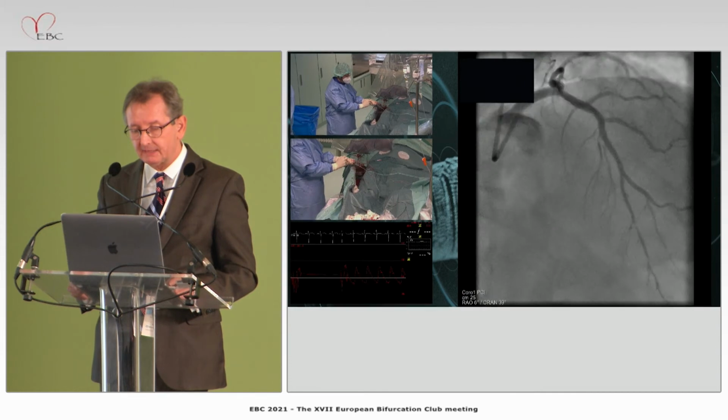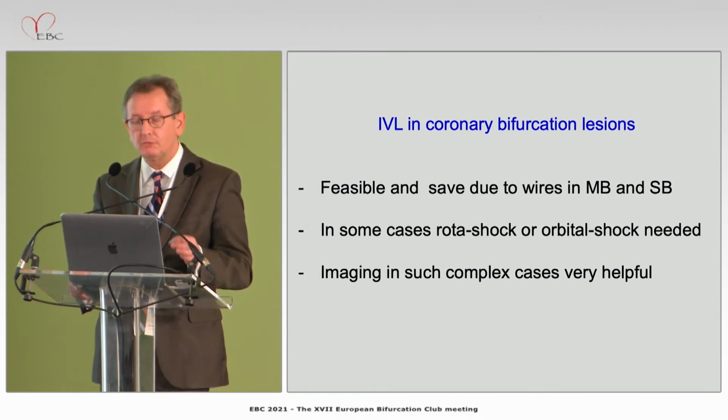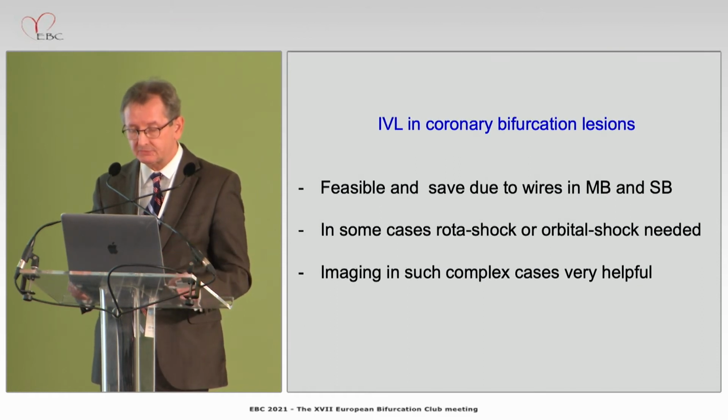So this is a final shot. In coronary bifurcation lesions, IVL is really feasible and safe due to two wire positions, so you have a permanent wire position in the main branch and side branch. In some cases, you have to perform a rotor shock or orbital shock approach, and imaging is definitely very helpful. I think Tom will show us in the next presentation the importance of imaging.